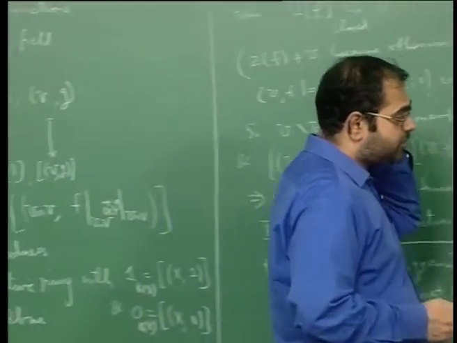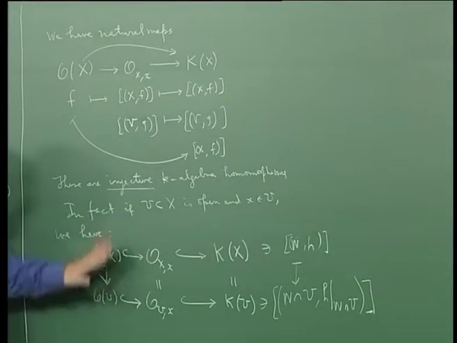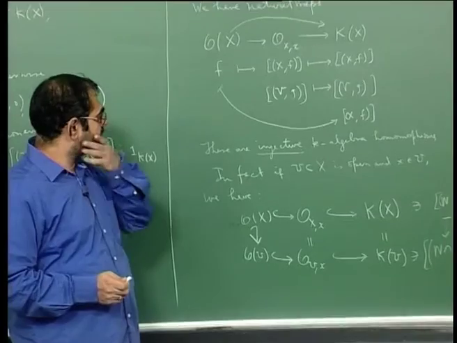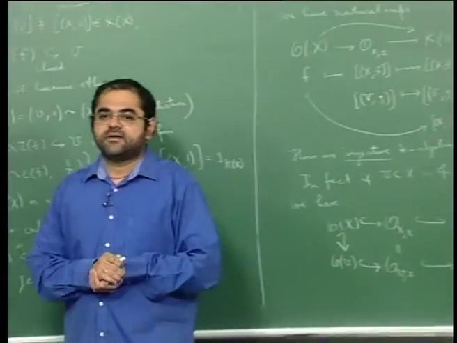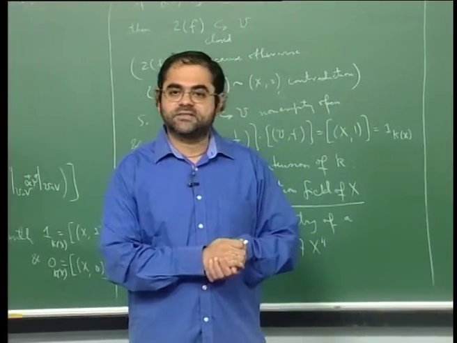Okay, so you have this nice diagram, alright, and now what I have to do is to tell you what this K_X will be if X is an affine variety, and what this K_X will be if X is a projective variety.